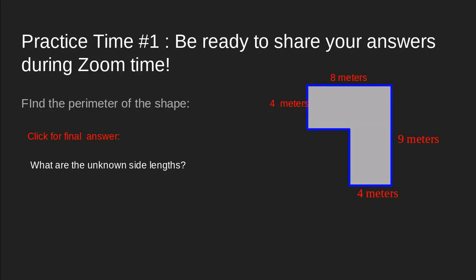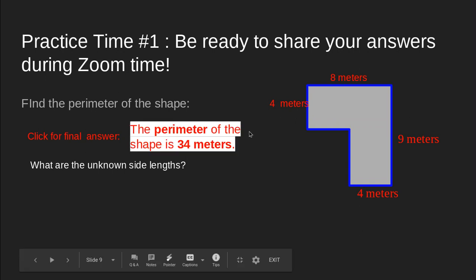Okay, when you're ready to check your answer, you're more than welcome to come back and unpause the video and then click for the final answer of the perimeter. All right, so the perimeter of the shape is 34 meters. I'm not going to tell you what the unknown side lengths are because that's something that I would like you to tell me when we meet for Zoom time, okay?